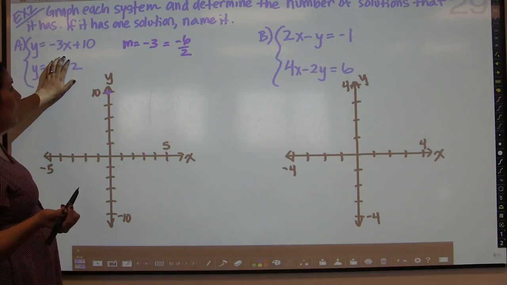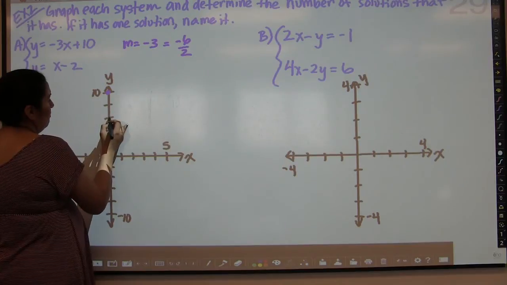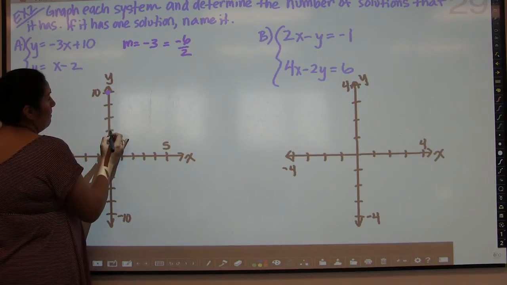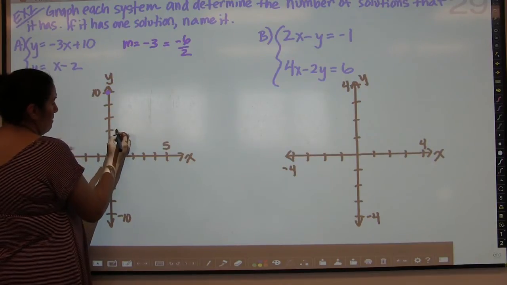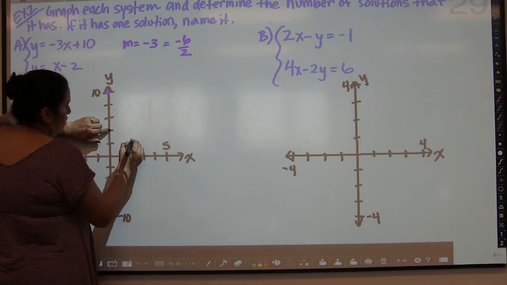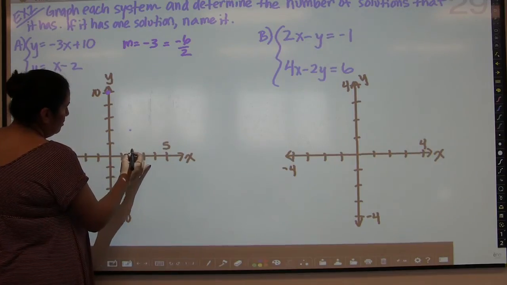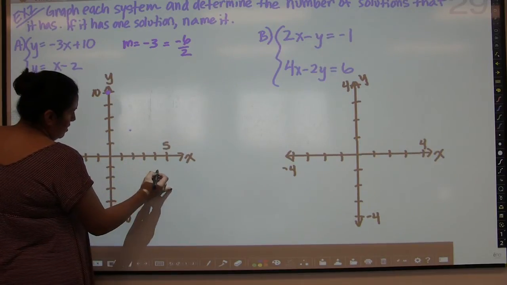So instead of going down 3 over 1, I'm going to go down 6. So down 2, down 4, down 6. And then I'm going to go to the right 2 units. And remember that on the x-axis I'm going by 1's. So I'm going to go 2 units right about there. And then I'm going to go down 2, down 4, down 6, over 2.